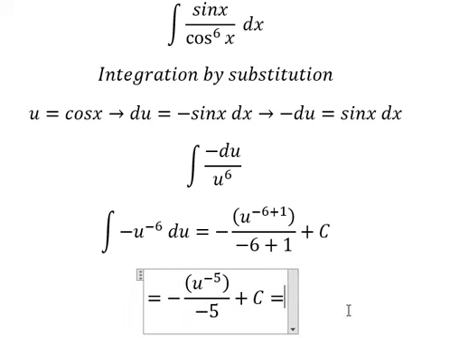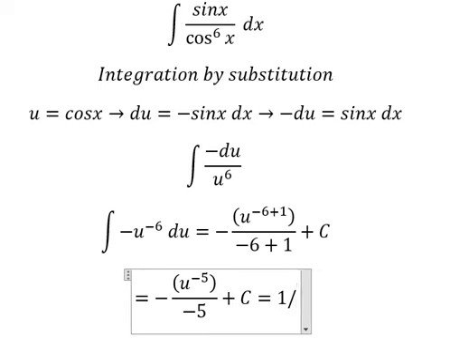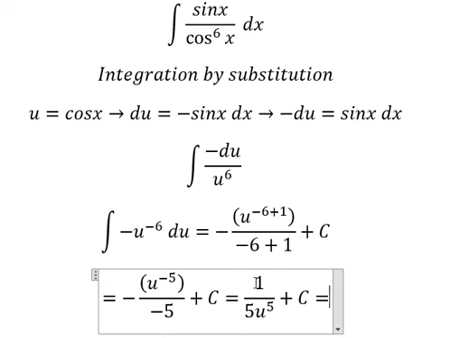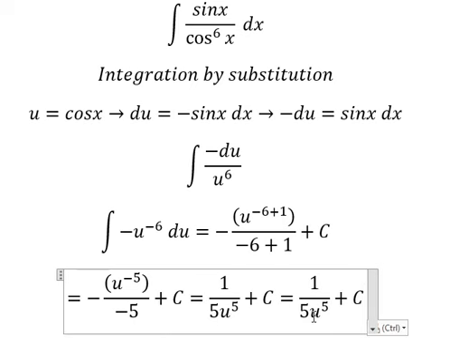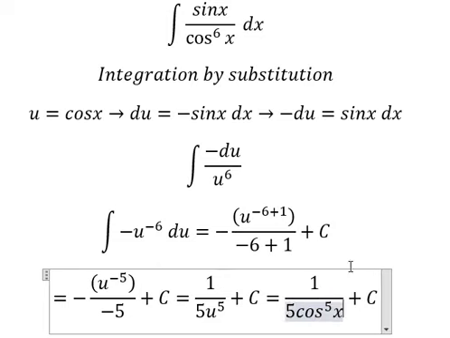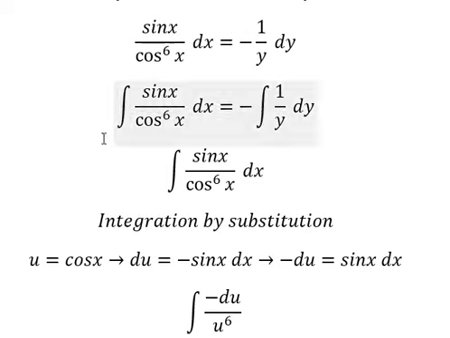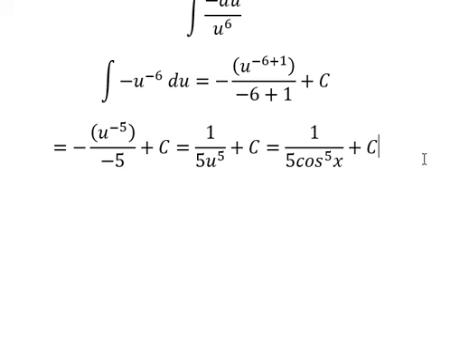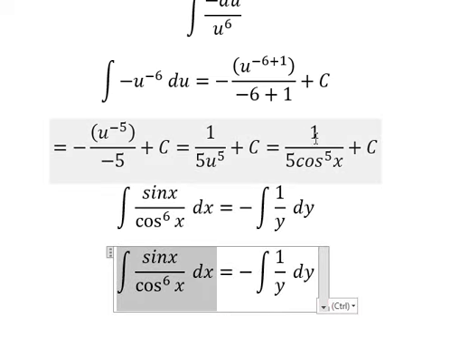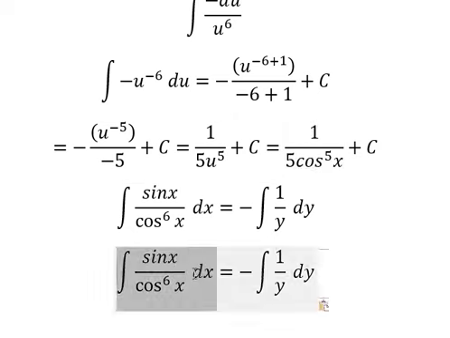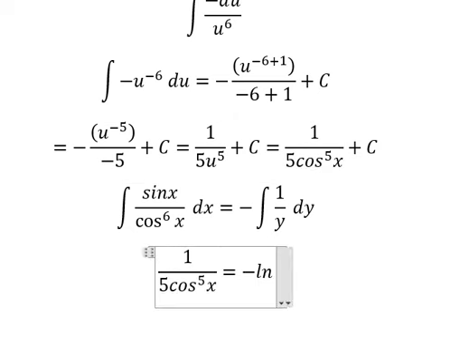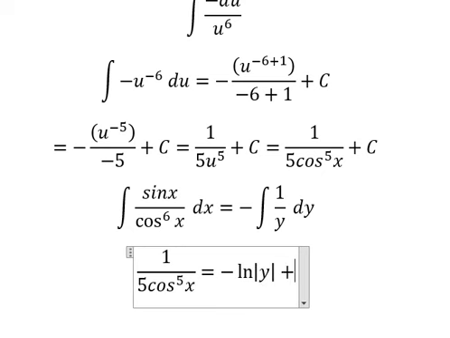So the negative we simplify, and now we have it like this. In terms of u, that is cosine x. Now we need to go back in here. The integration of this one is this one. This one we have Ln of the absolute value of y, and I will put plus c.